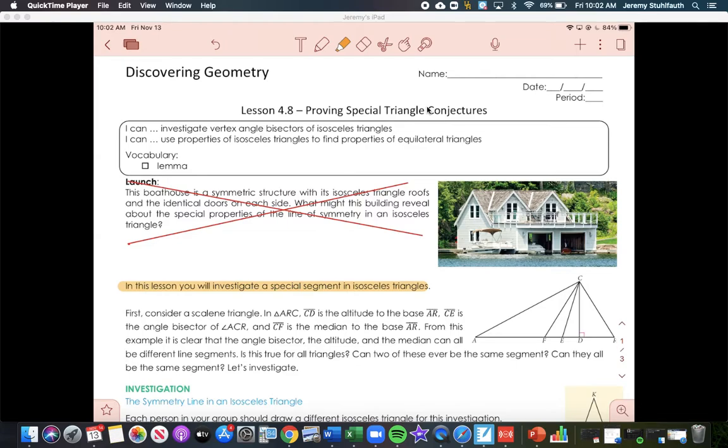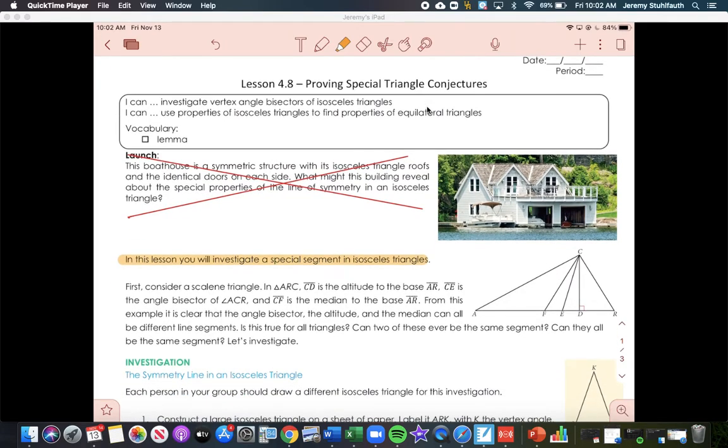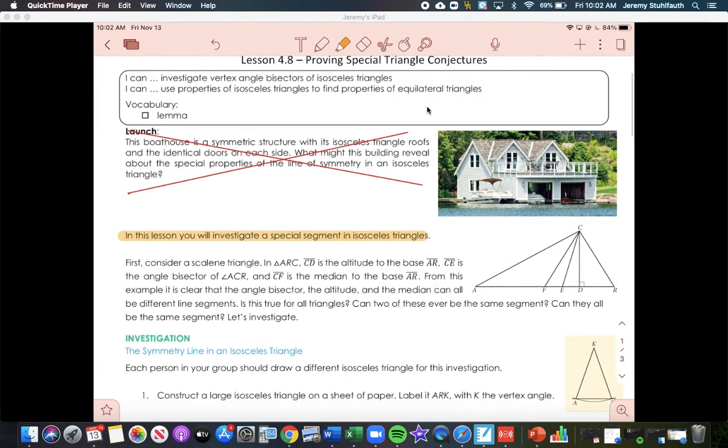So in this lesson, don't worry about completing the warm-up. It's not necessary for you to understand the lesson. So again, here's what we're going to do. First, I want you to consider a scalene triangle. So we have a scalene triangle drawn over here.